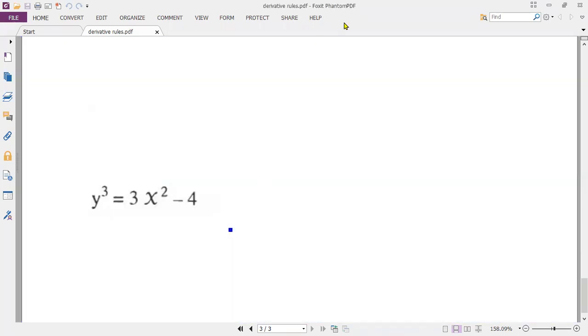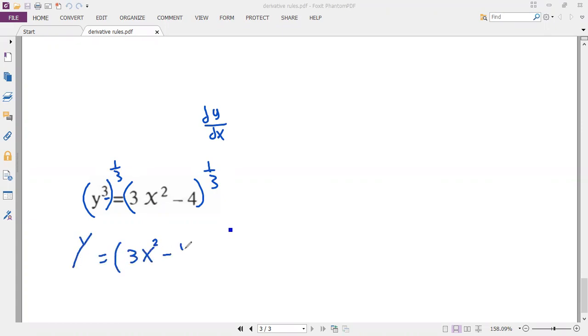Here in this function, we have y raised to the power of 3, and I want to get dy over dx. So we can raise the two sides to the power of 1 over 3, just to get rid of this power and write it as y. So y is going to be equal to 3x squared minus 4, all raised to the power of 1 over 3.